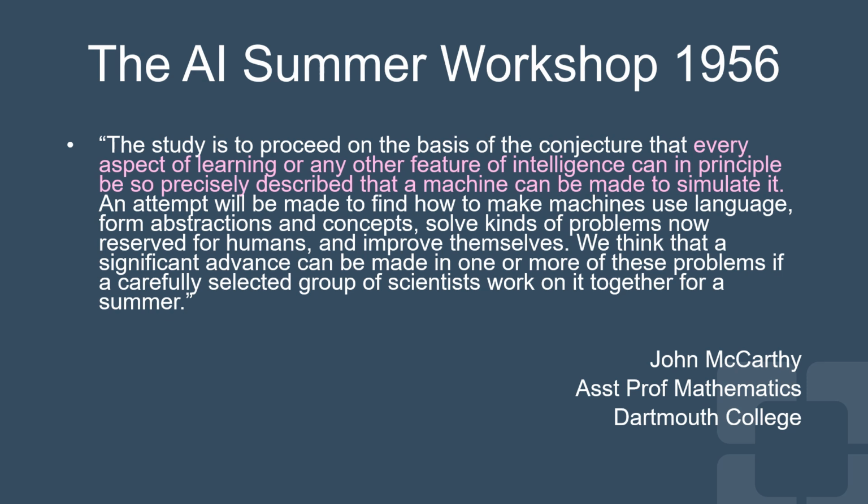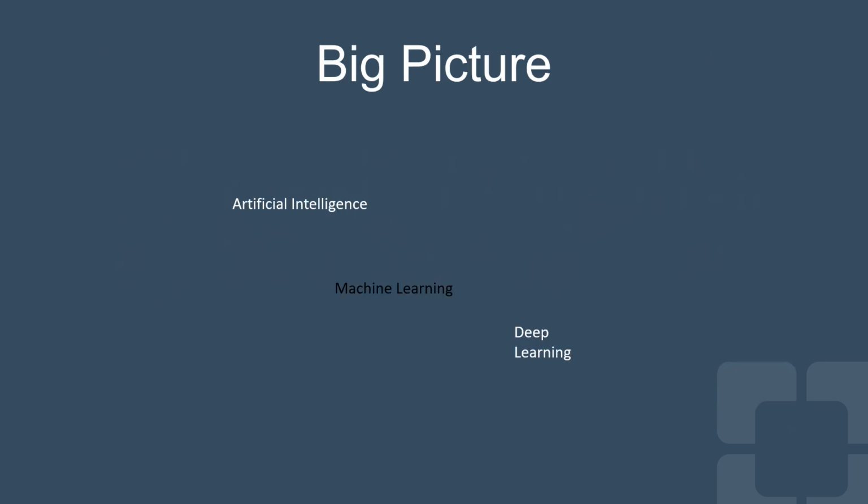The history of artificial intelligence begins in 1956 when an AI summer workshop was organized at Dartmouth College. John McCarthy was one of the leaders of this summer workshop, and the premise of the workshop was that every aspect of learning or any other feature of intelligence could, in principle, be so precisely described that machines could be made to simulate it.